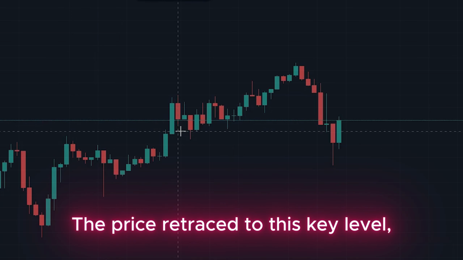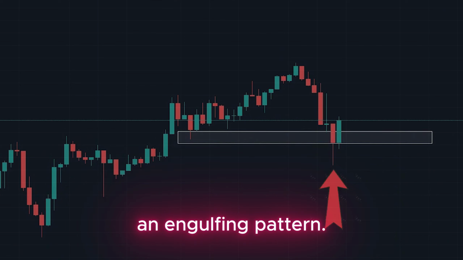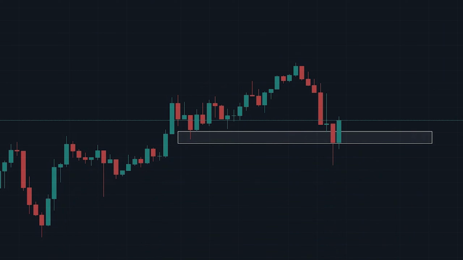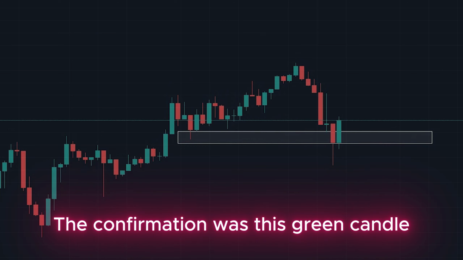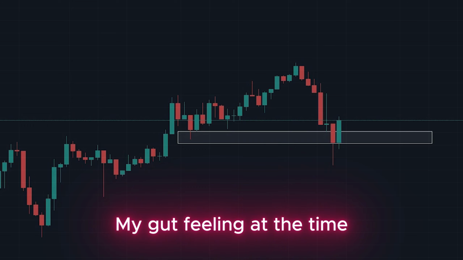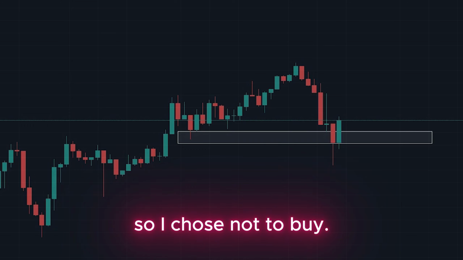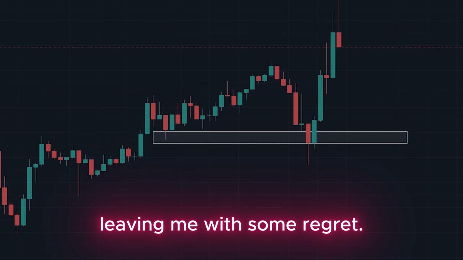The current trend is an uptrend. The price retraced to this key level, rejected it with a bullish reversal candlestick pattern, an engulfing pattern. This red candle had a long wick. A beautiful setup, proving that the market respects this key level zone. The confirmation was this green candle, surging strongly upward, but for some reason, I didn't enter a buy order. In this case, my gut feeling at the time told me it didn't look right, so I chose not to buy. In the end, the market surged strongly upward, leaving me with some regret.